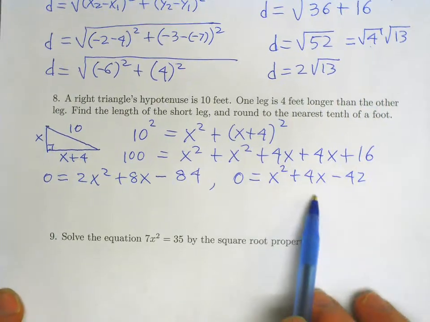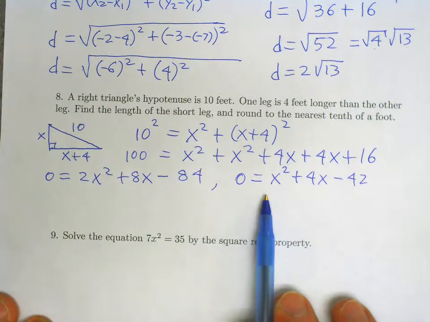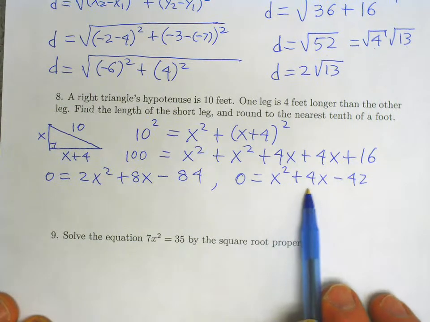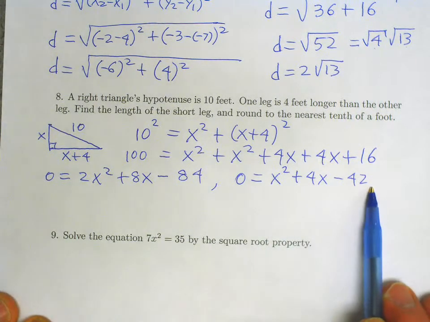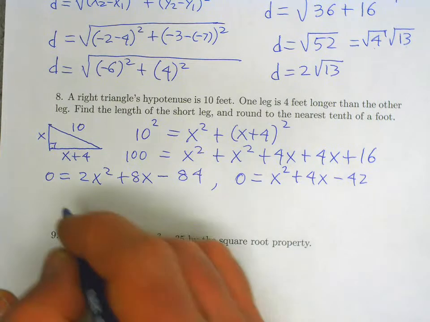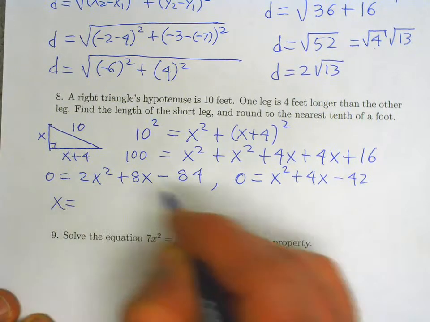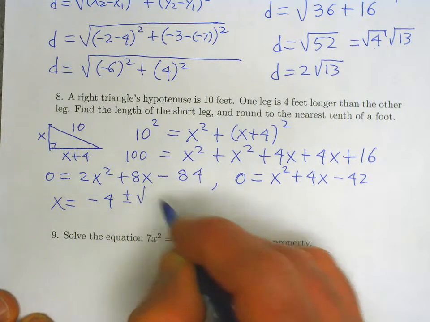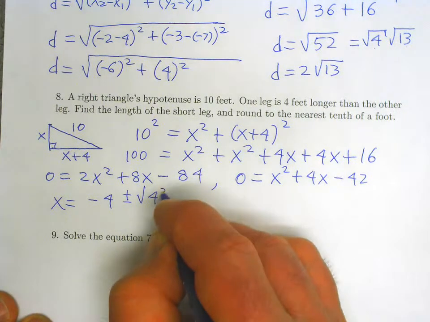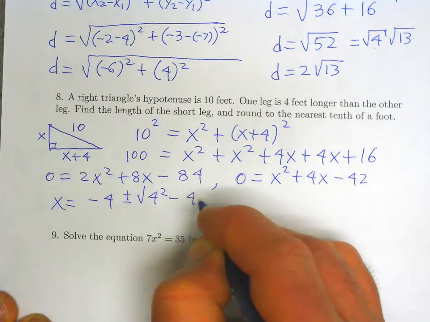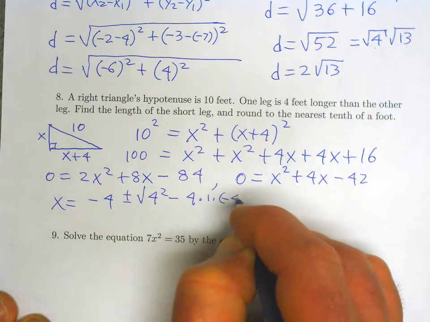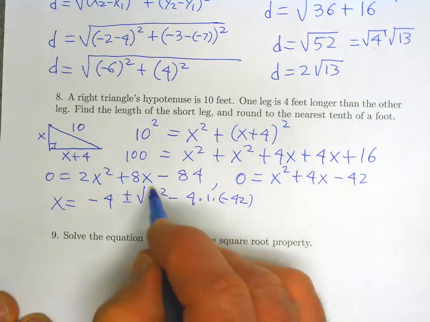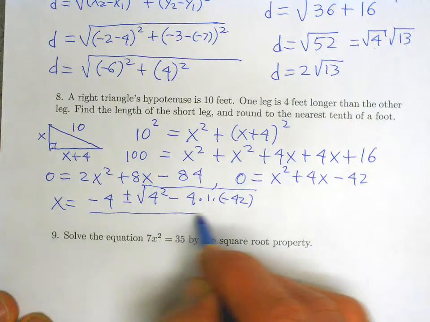Okay, so now we can use the quadratic formula with a equals 1, b equals 4, and c equals negative 42. So x equals negative 4 plus and minus the square root of 4 squared minus 4 times 1 times negative 42. And this is all divided by 2 times 1.